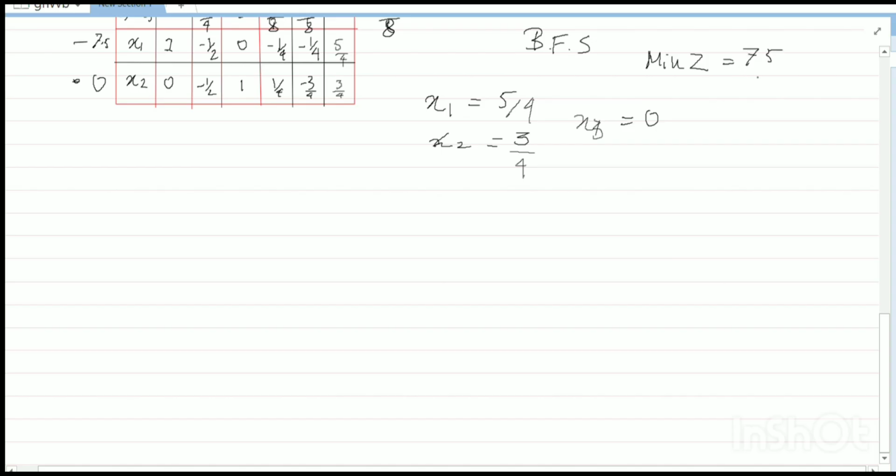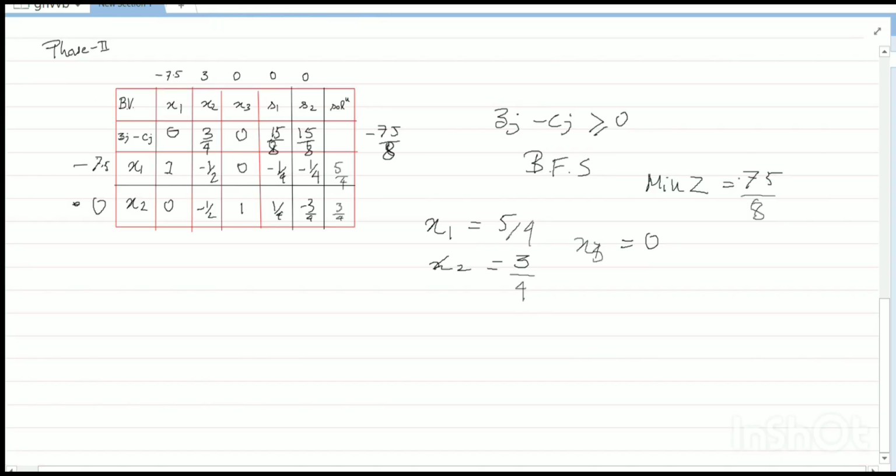So min z is equal to 75 by 8. Okay, sorry, it is not min z, it is max. Min z is equal to 75 by 8 and max z is equal to minus 75 by 8.